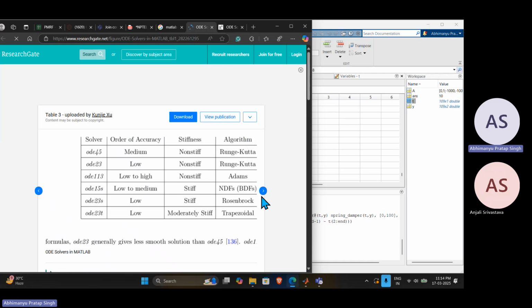Let me just open this here. So you can see ODE45, the order of accuracy is medium, it's a non-stiff solver, and the algorithm is Runge-Kutta. ODE23 is also similar to ODE45, but the order of accuracy is low. For ODE15s, ODE23s, and ODE23t, the order of accuracy is lower, and they use different algorithms rather than Runge-Kutta methods. They use different NDFs, Rosenbrock and trapezoidal methods. But based on your problem, you can choose between these different solvers.